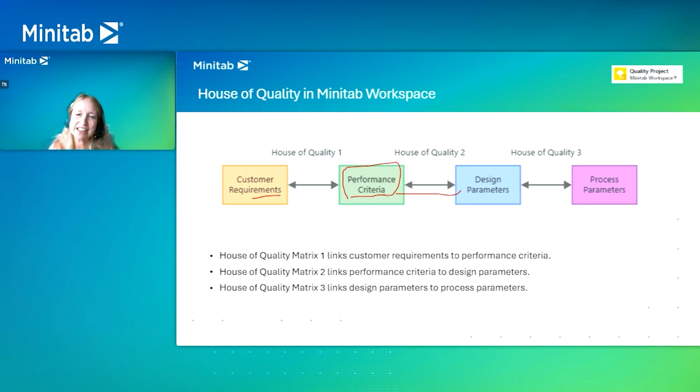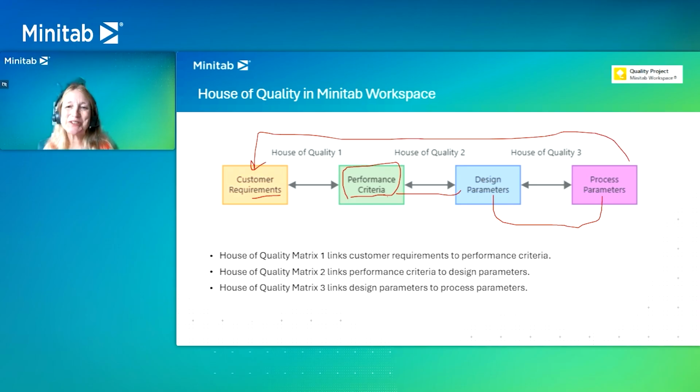And then the house of quality 3 is when we go from design to manufacturing, right? So we've designed this process. Now we want those design parameters to become process parameters. In other words, once we've designed and optimized this product, we're going to translate it over into what that means when we manufacture it. So these are all linking everything, most importantly, back to the voice of the customer.